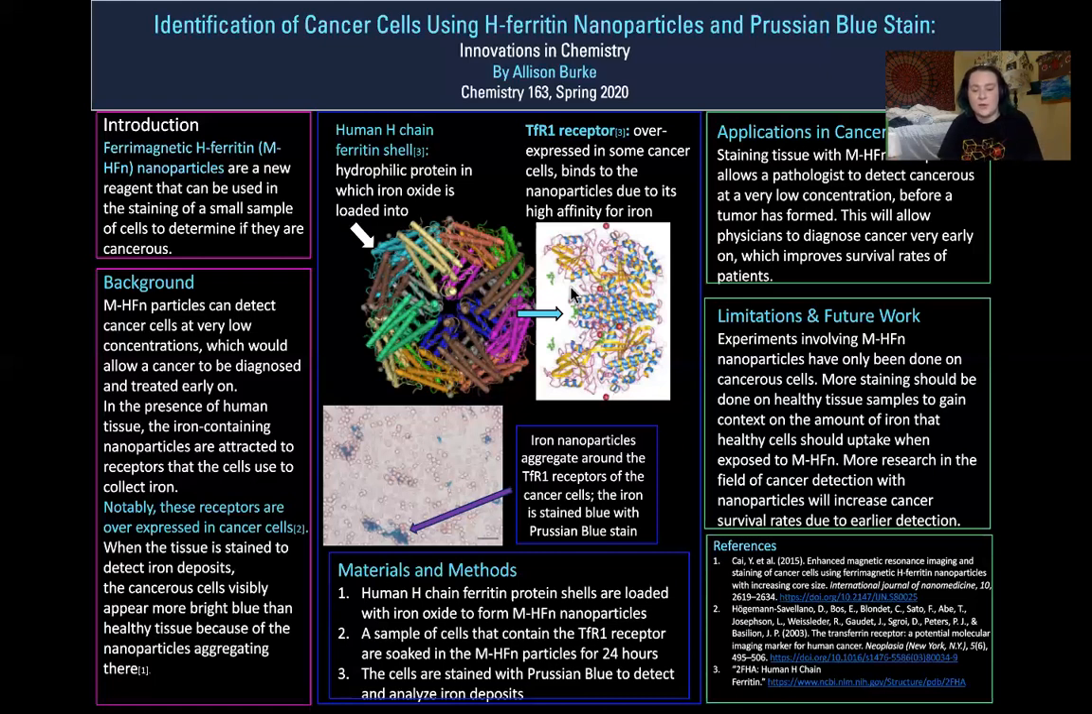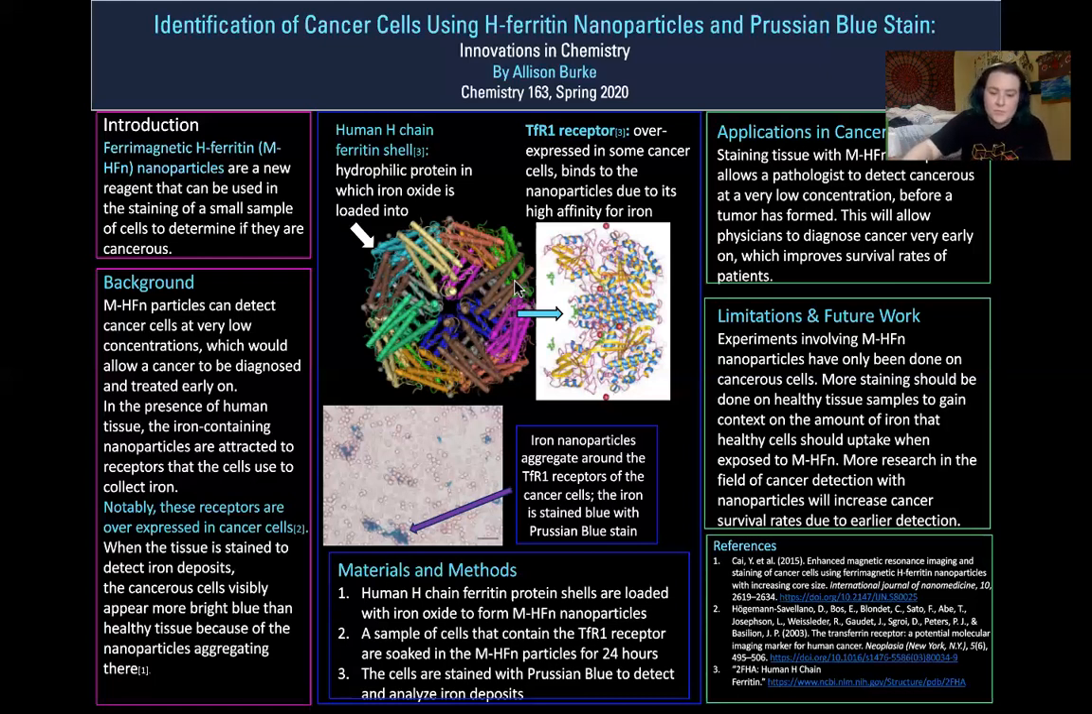It's kind of like electron affinity, where something with a high electron affinity will release energy when it takes in an electron. It's a similar idea here, where the receptor really wants to bind with the iron inside of the protein shell, and so it binds to it, and that's a lower energy state. And so if you have a lot of these receptors, then all of the nanoparticles that you put in the solution are going to bind to those receptors.